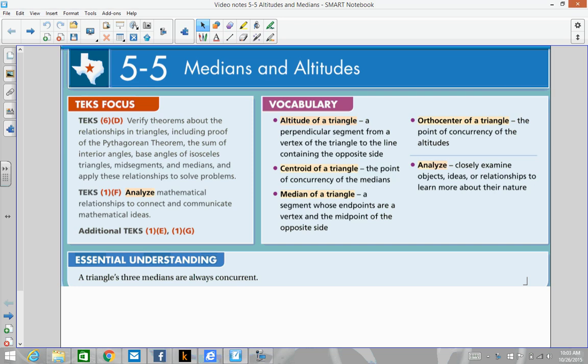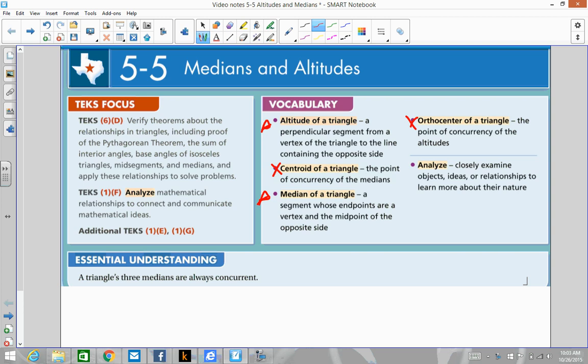Welcome to Geometry Pre-AP. First thing I'd like you to do in your notes is write the definition for this word and this word down. Don't worry about these. We don't need this one and this one right now. So pause the video and get those down.